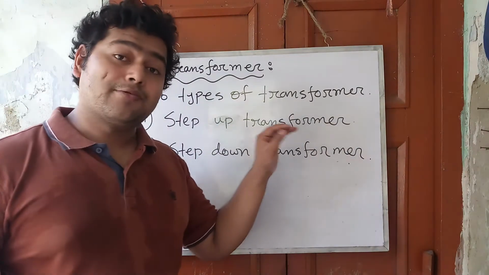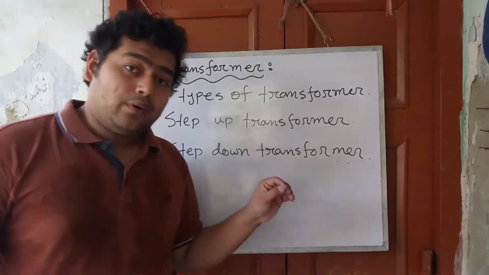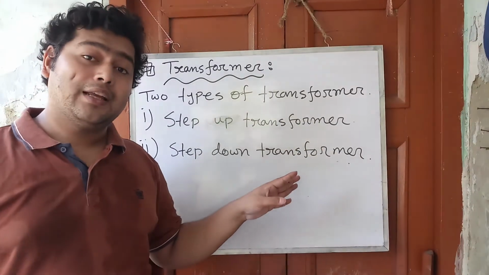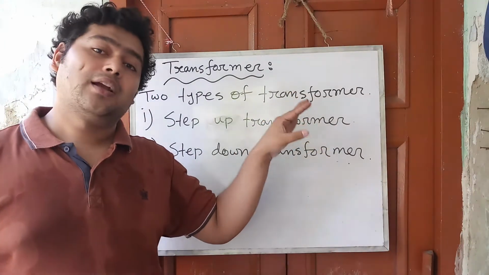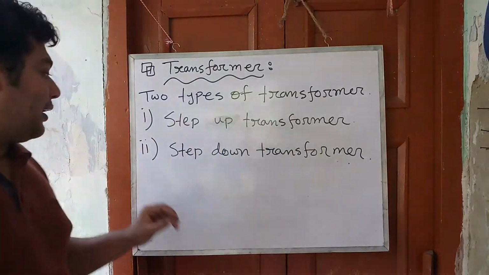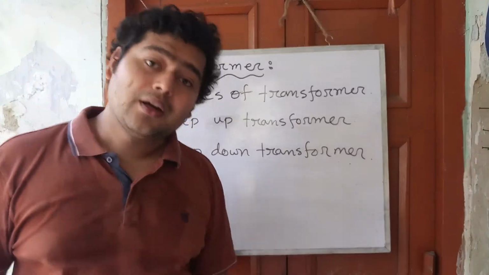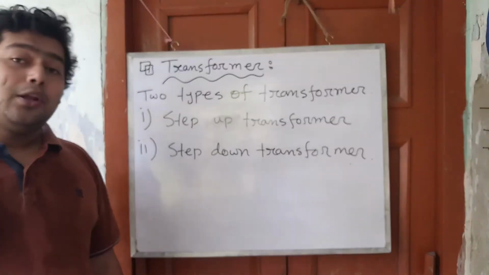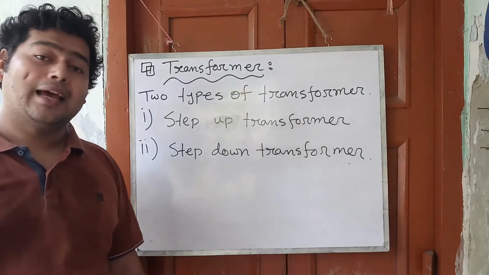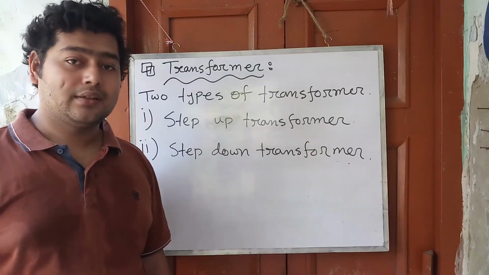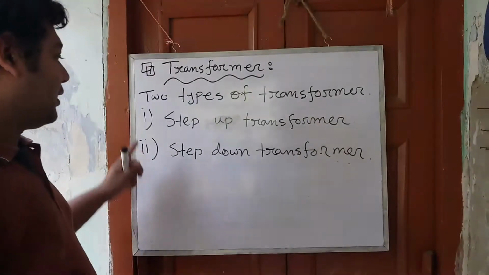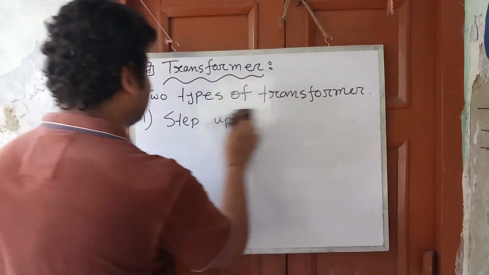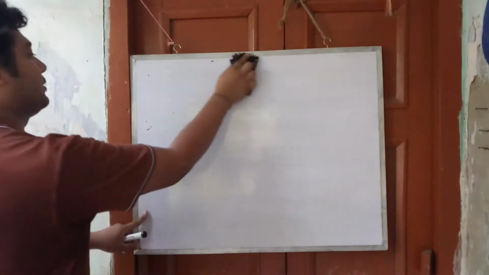In a step up transformer, in our output we get higher voltage and less current. And in a step down transformer, in our output we get lower voltage and high current. Okay. Now our topic is the step up transformer.